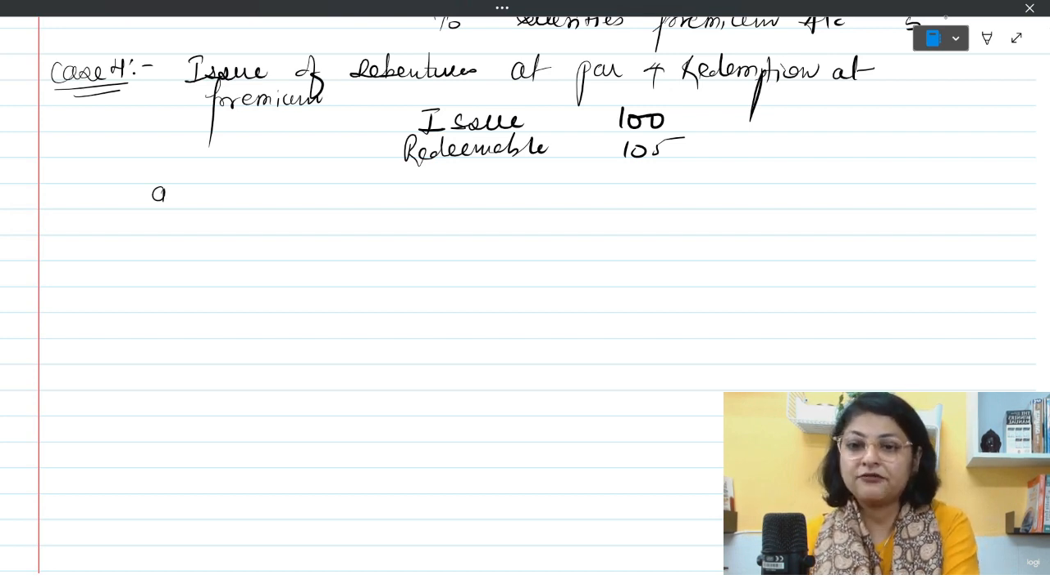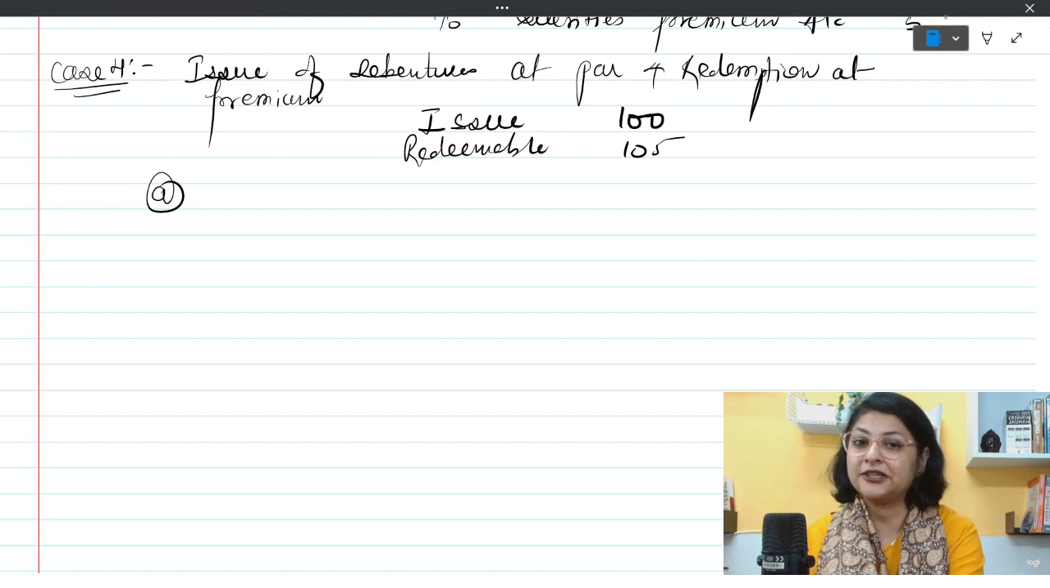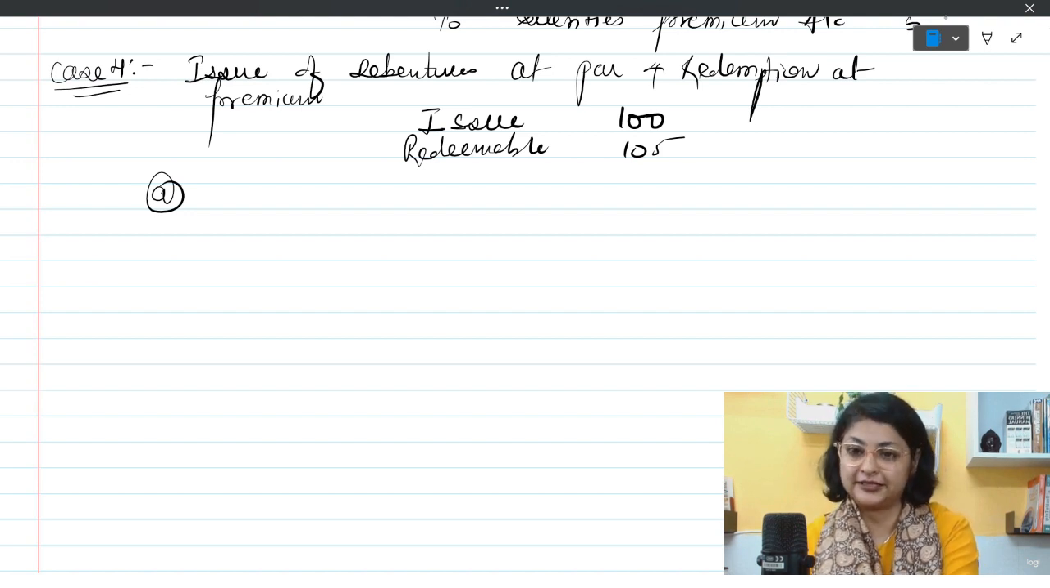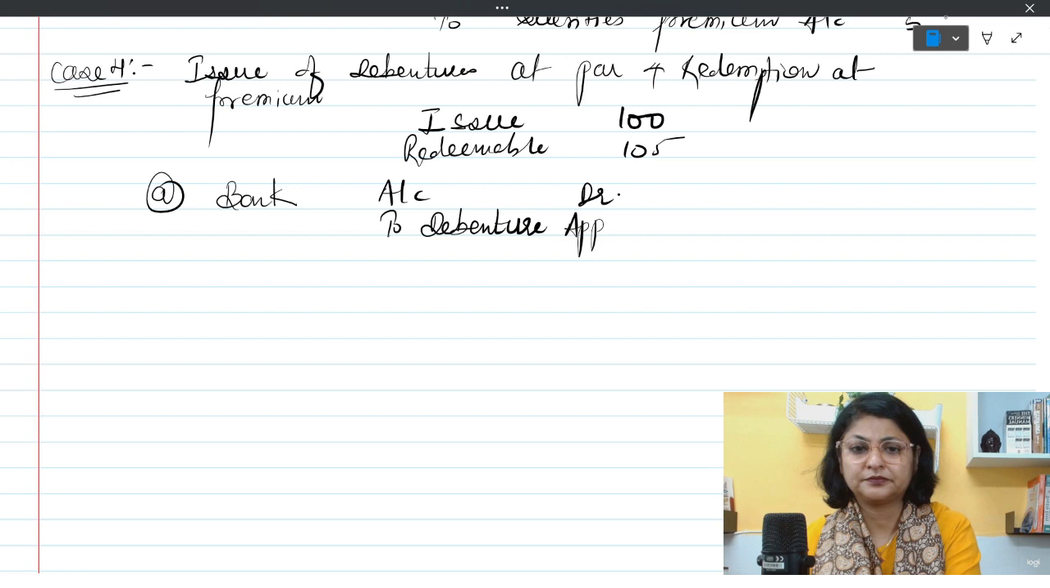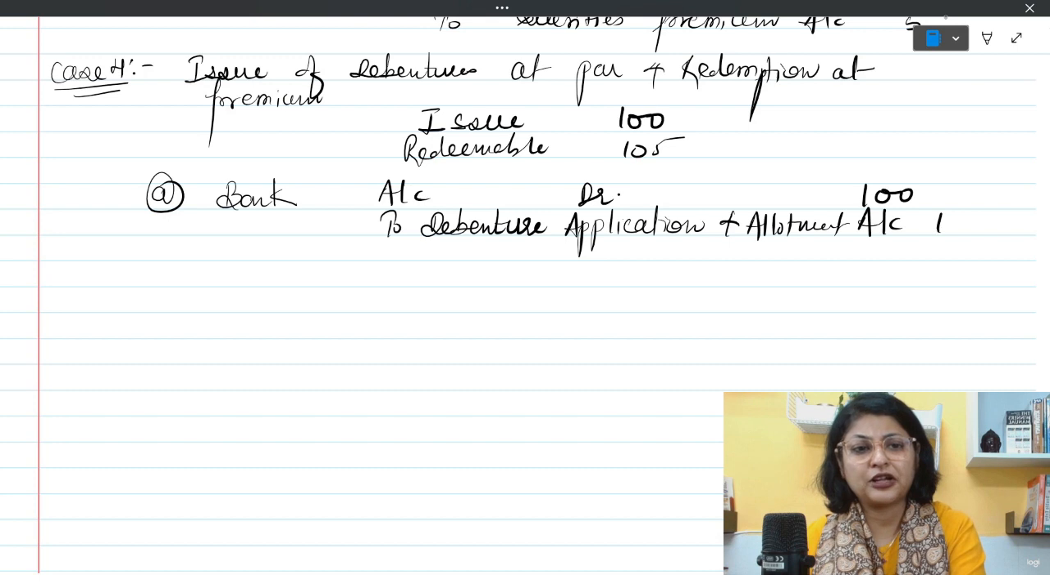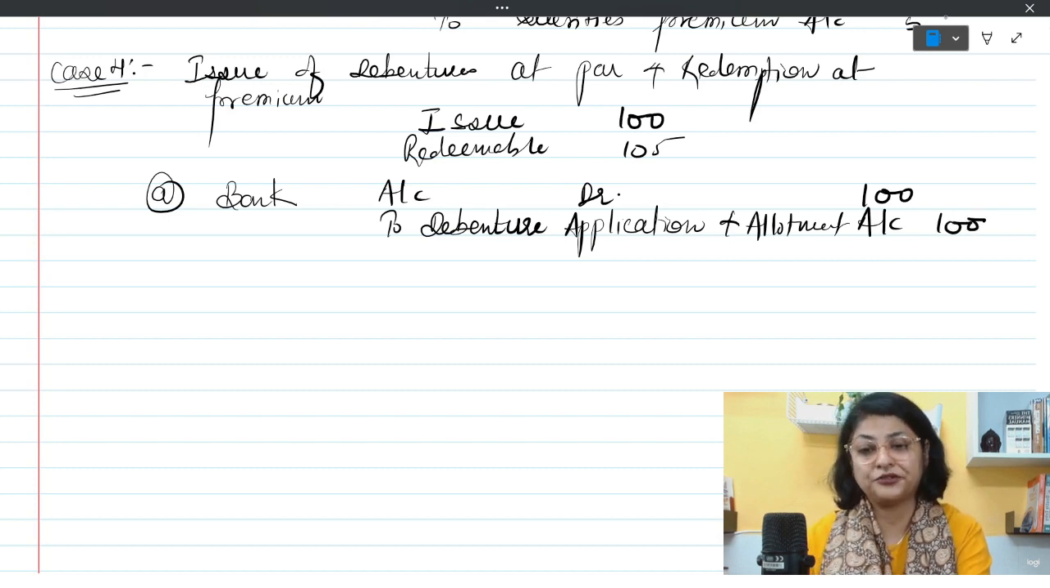So the first entry will remain unaffected, but in the second entry we will have to take into account both of these things. So the first entry is going to be bank account debit to debenture application and allotment. Let's say debentures are issued for 100 rupees because it is at par, so 100 rupees debenture.